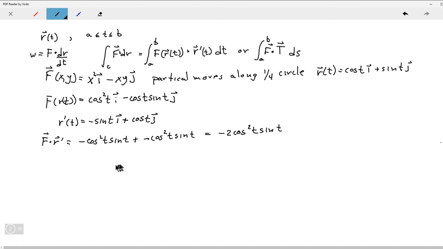And that's what I'm integrating, right? So we're going over a quarter circle, 0 to pi over 2, of negative 2 cosine squared t sine t dt. And again, that's just a straightforward u substitution. And that is going to end up being negative 2/3.